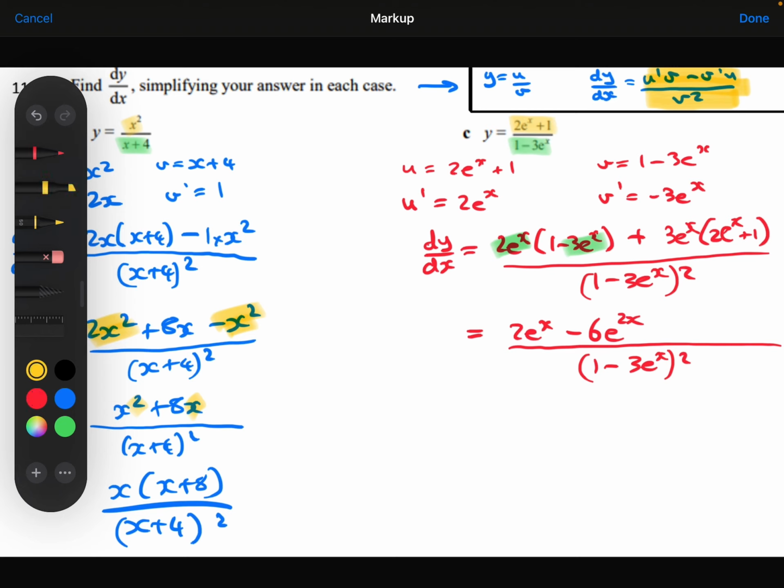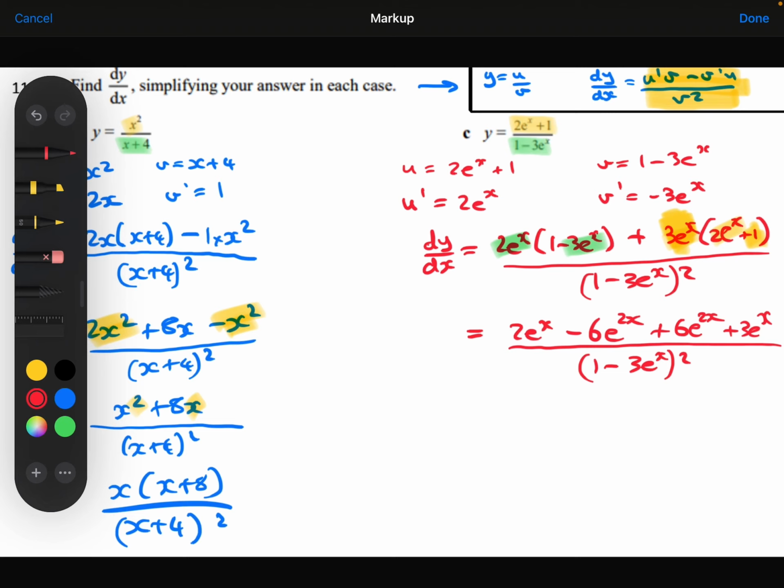Moving on to the second set of brackets, the 3e to the power x times 2e to the power x is going to give 6 because of the 2 times the 3, and e to the power 2x because of the e to the power x times e to the power x. And then we've also got the e to the power x times the 3e to the power x times the 1.